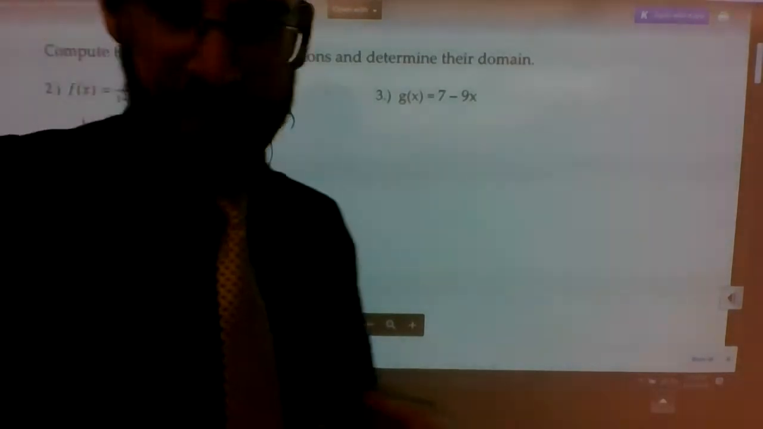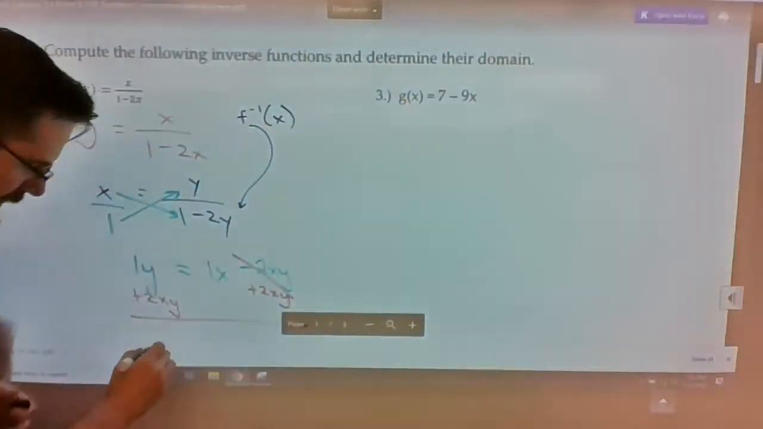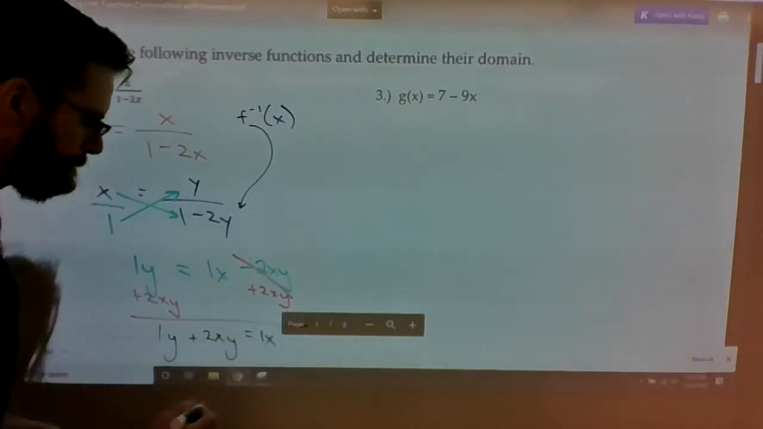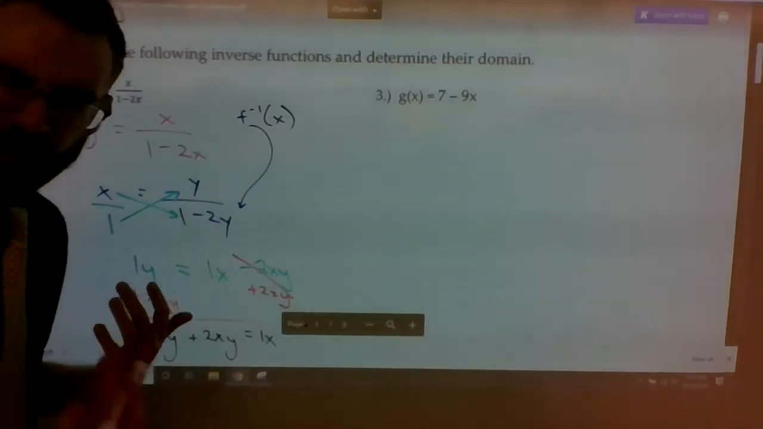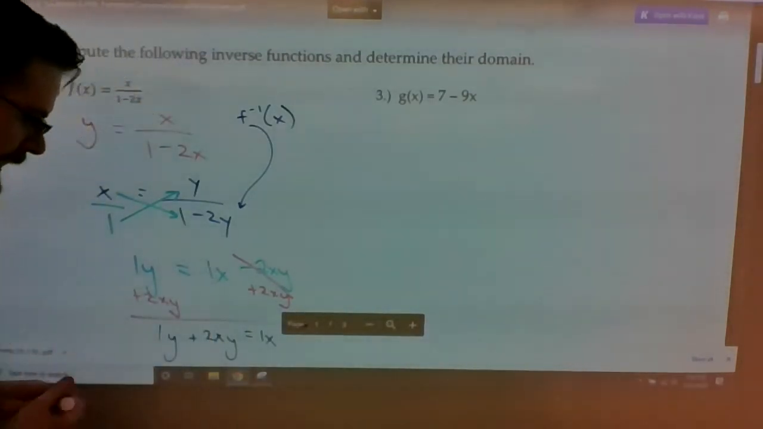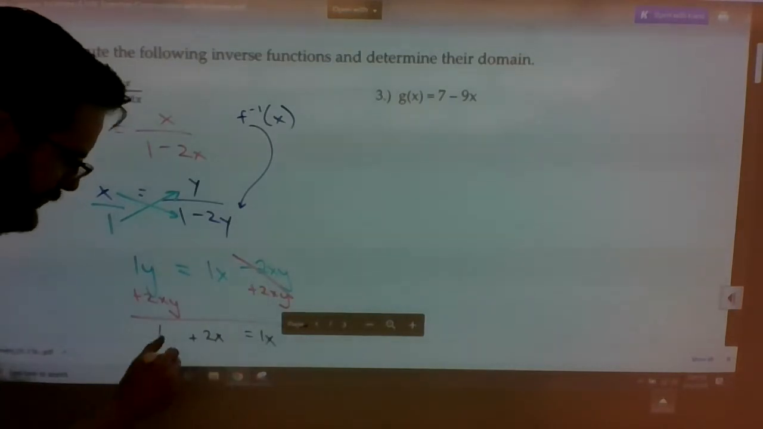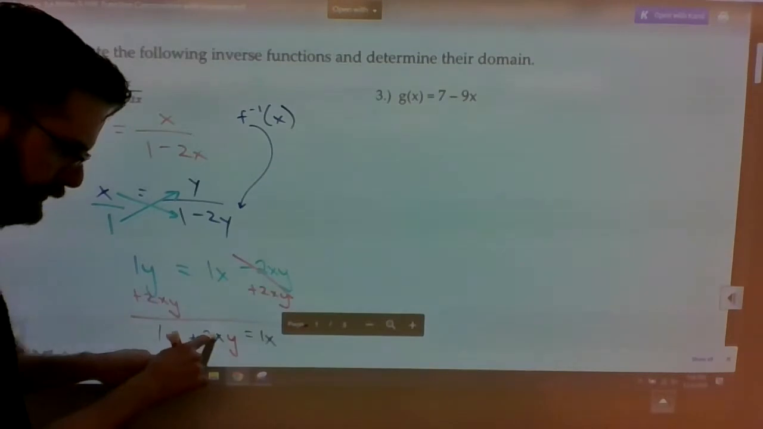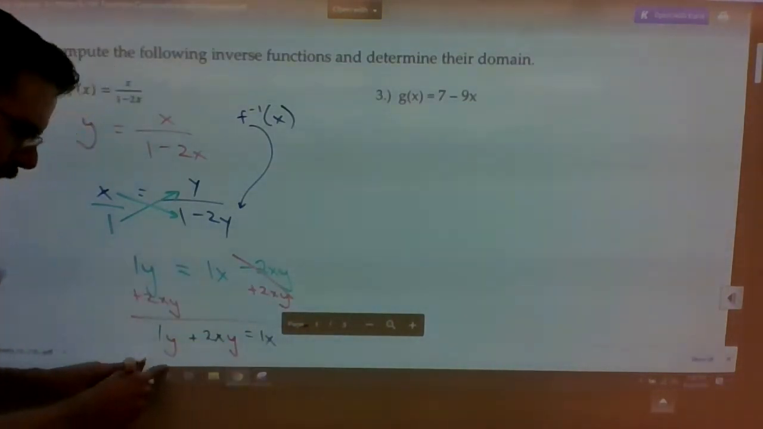It's probably getting tougher to see, so I'm going to write it up here. Well, maybe not yet. 1y plus 2xy is equal to 1x. Now here's the point at which you have to do kind of a tricky move that maybe you guys wouldn't think to do right off the top of your head. If I want to isolate y, I can't combine these two. Look, I can't add if there's multiplication right here.